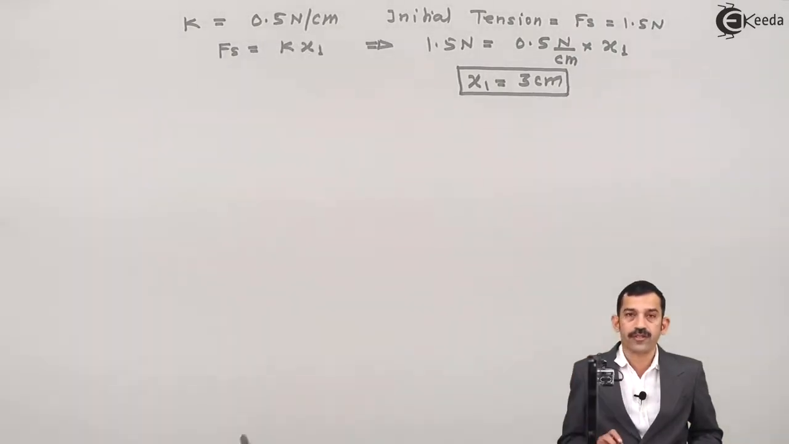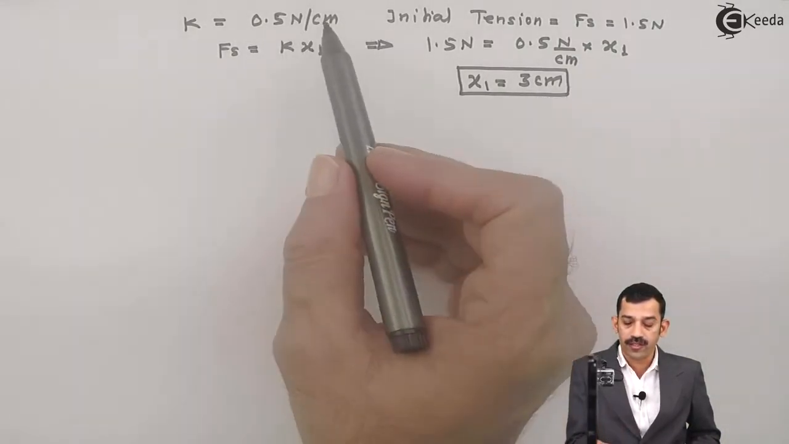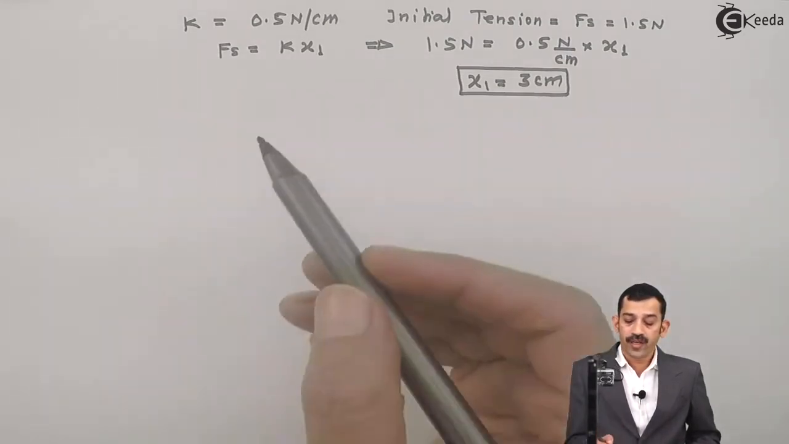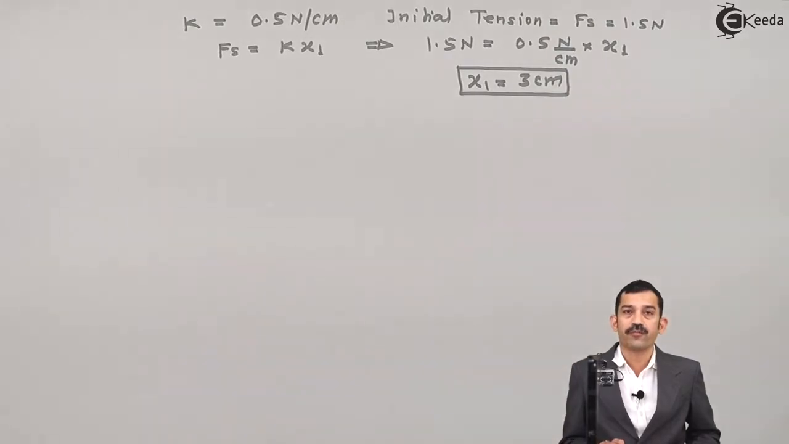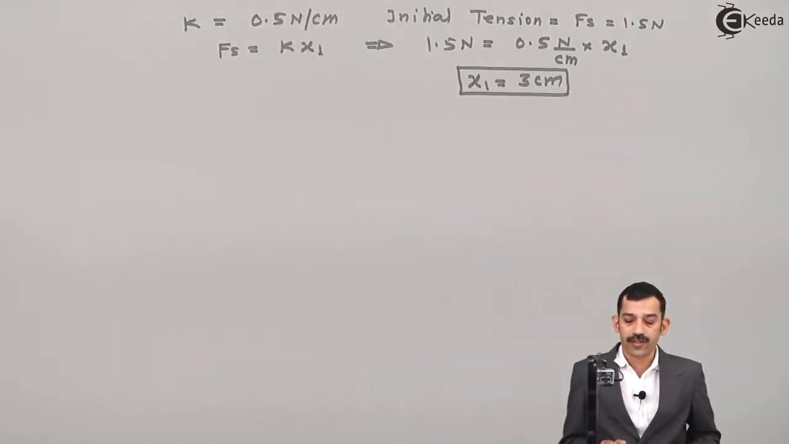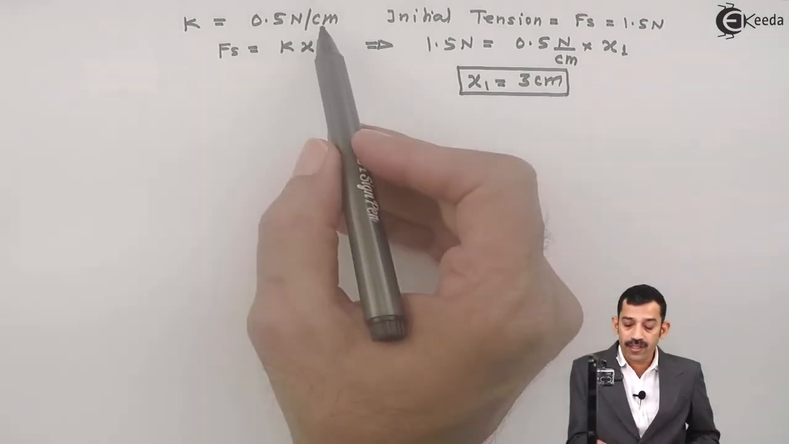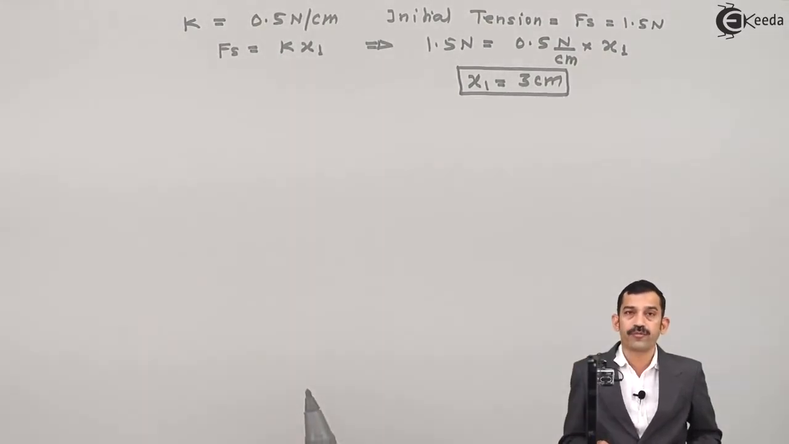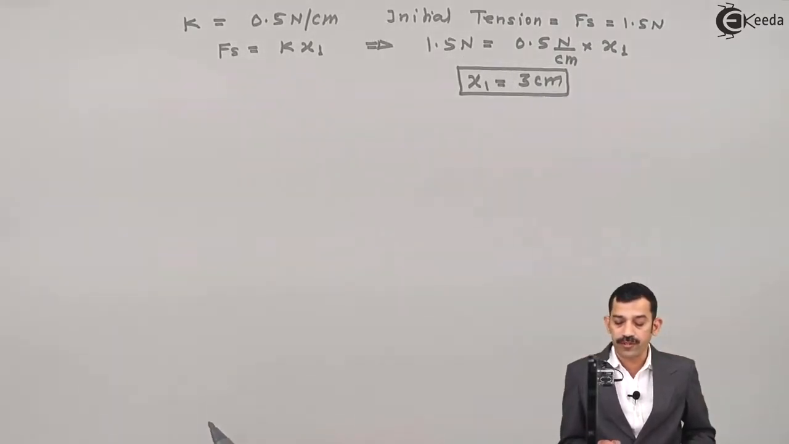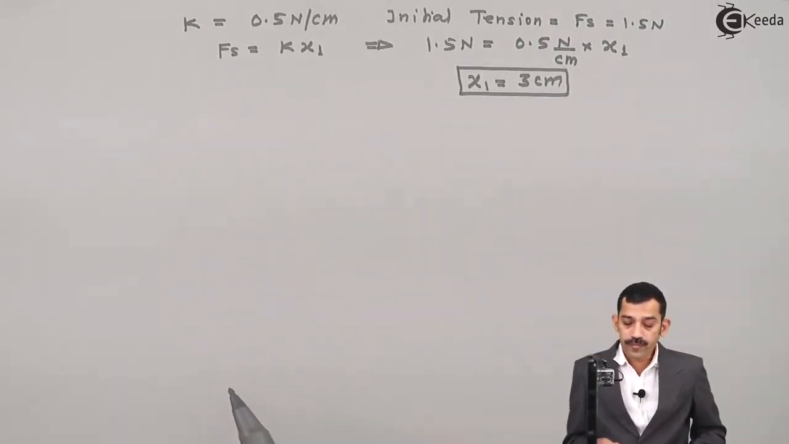K is 0.5 Newton per centimeter. That means when deformation is 1 centimeter, spring force developed is 0.5 Newton. If deformation of spring is 2 centimeter, spring force developed will be 0.5 into 2, that means 1 Newton. Again if deformation increases by 1 centimeter, that means 3 centimeter, spring force developed is 0.5 into 3, that means 1.5 Newton. So for 3 centimeter deformation, spring force developed is 1.5 Newton, or using this equation we easily get the initial deformation.